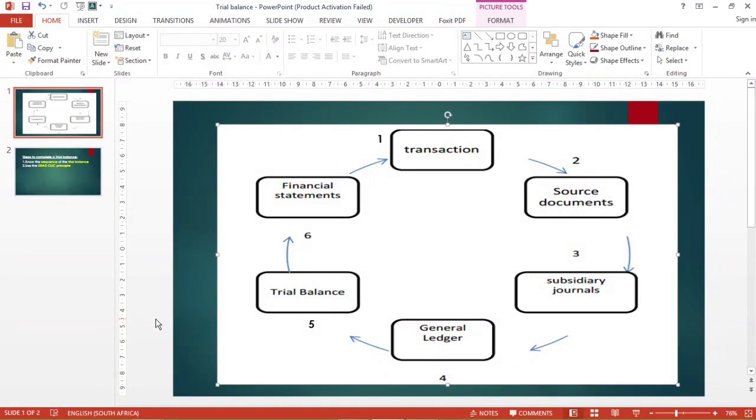Right, we're back with another one. Today we'll be dealing with the trial balance.